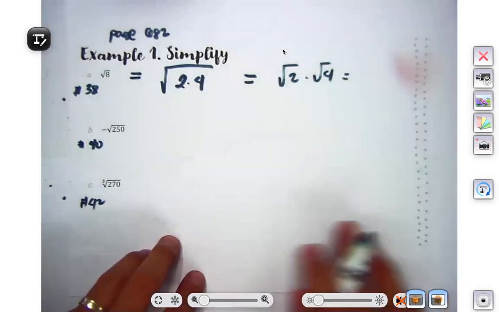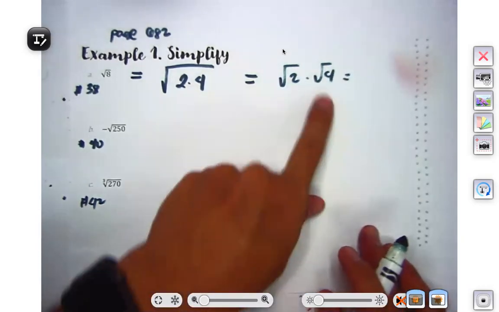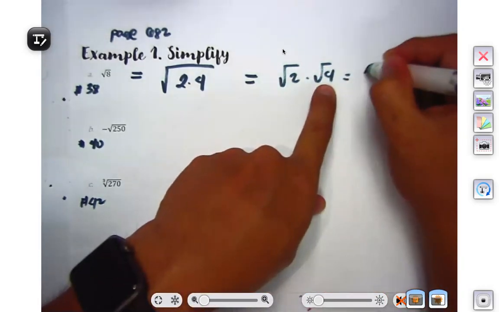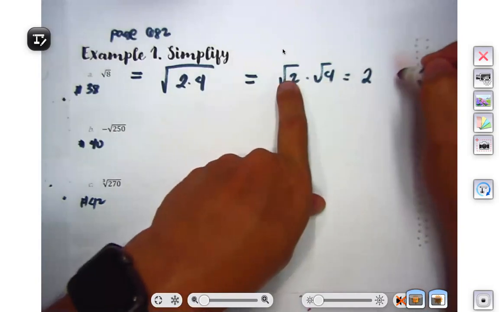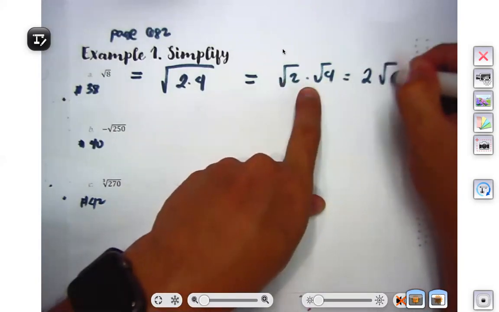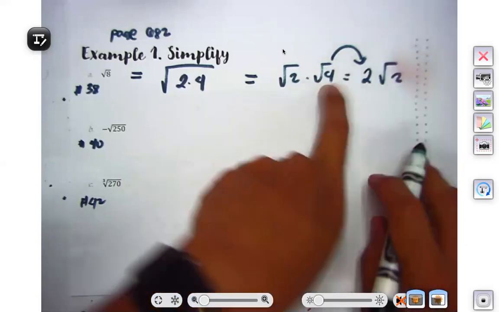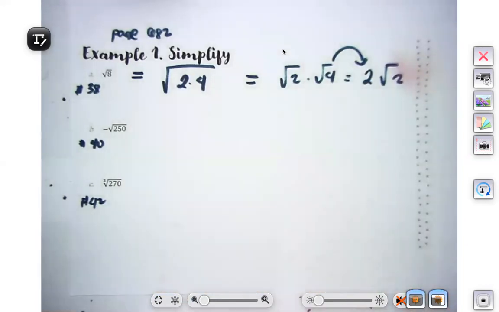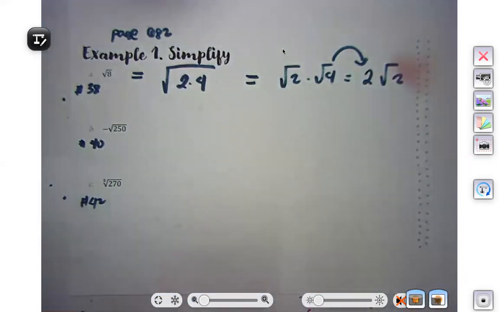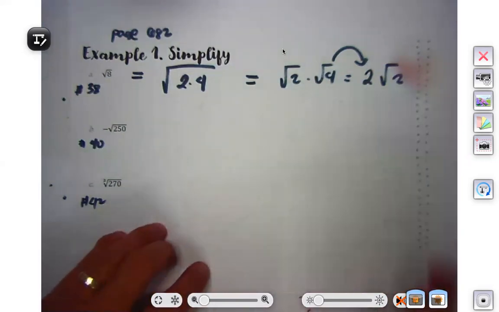But what's the square root of 4? It's 2, right? Square root of 4 is 2. We can put that outside, before your square root of 2. So the square root of 4 is 2, and we have 2 square root of 2.